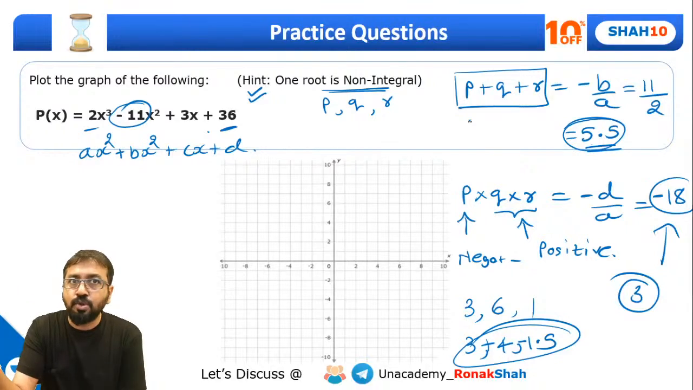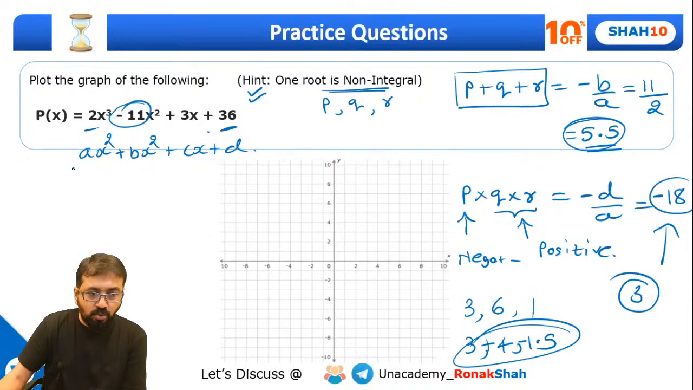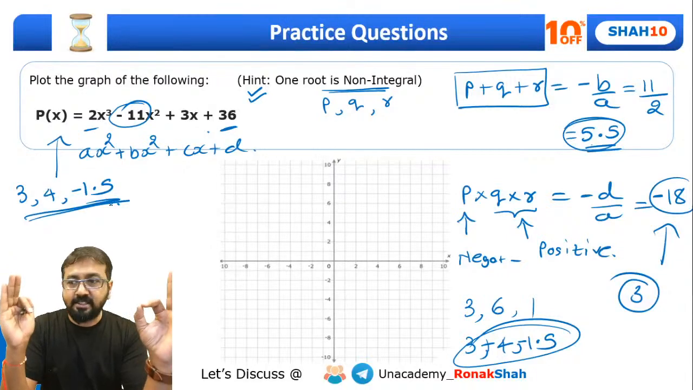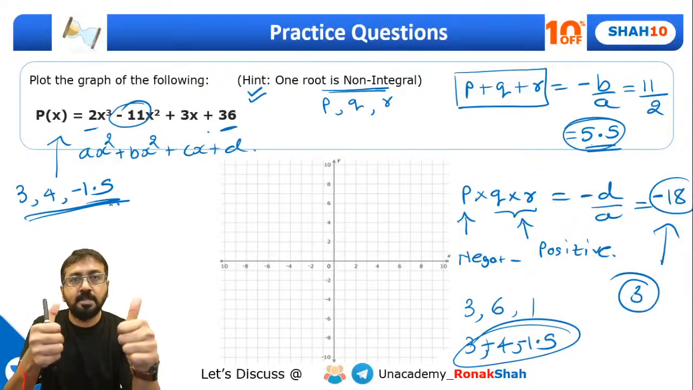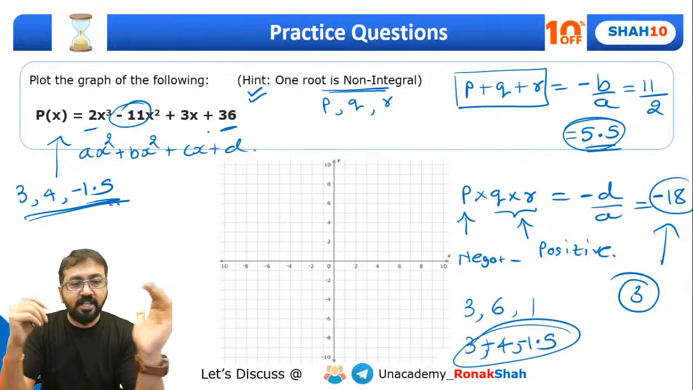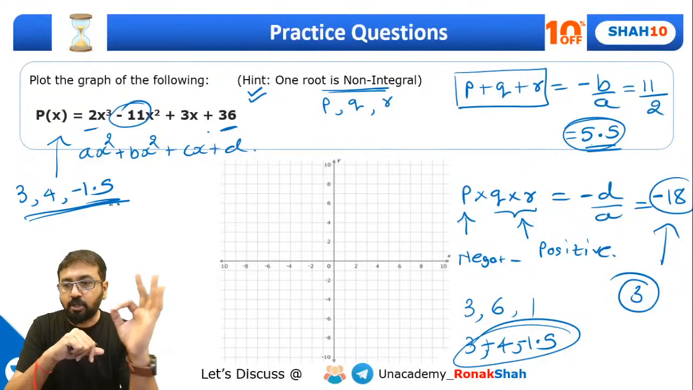Now you can use your mathematical mind to figure out this thing, but guys, the roots over here will be 3, 4 and minus 1.5. Have you all understood how I got the roots? Can you show me a thumbs up if you all have understood? Guys, show me a thumbs up quickly so that we can go to the next part and we can plot the graph.